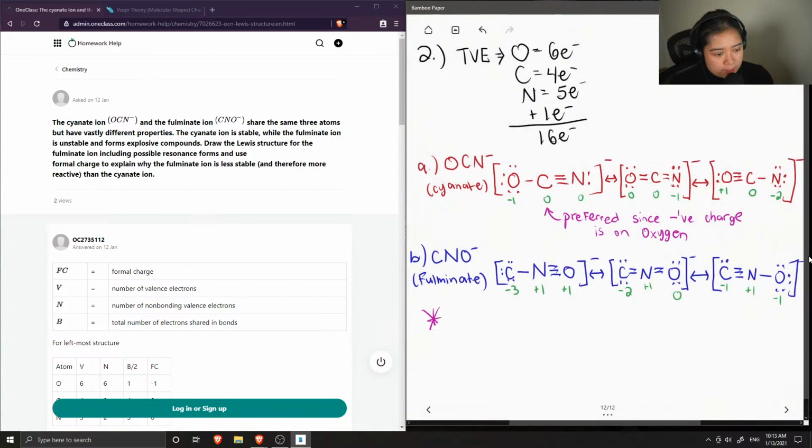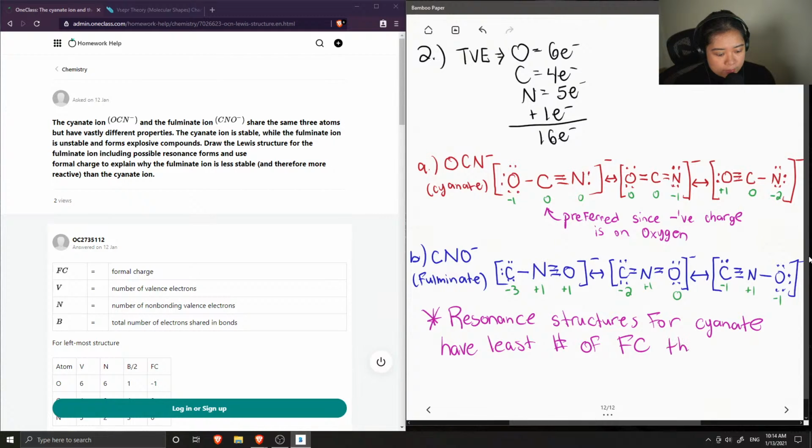Okay, so let me just add a note here that the different resonance structures for cyanate have the least number of formal charges than the fulminate ion. So this is the reason why fulminate is less stable.